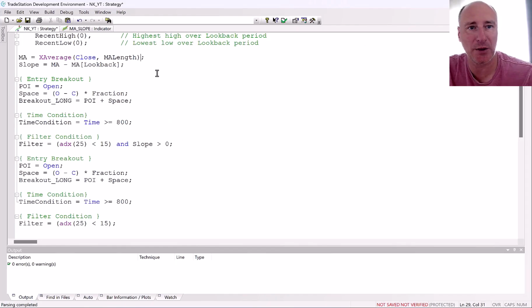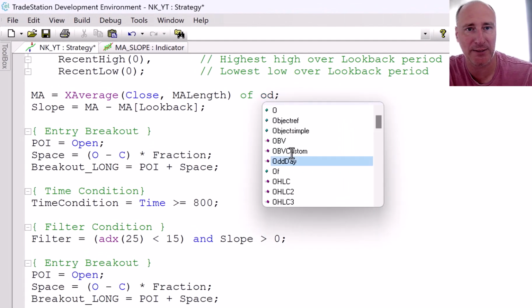Now we have to make sure that this one is of data 2.